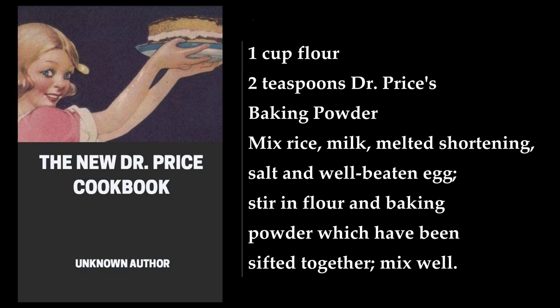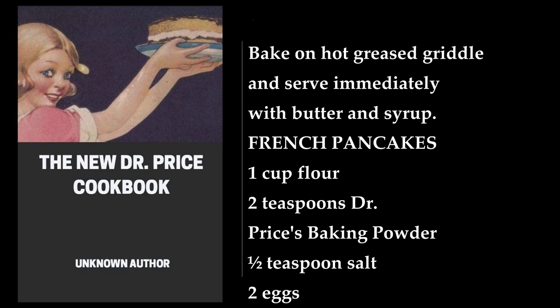Mix rice, milk, melted shortening, salt and well-beaten egg. Stir in flour and baking powder which have been sifted together, mix well. Bake on hot greased griddle and serve immediately with butter and syrup.